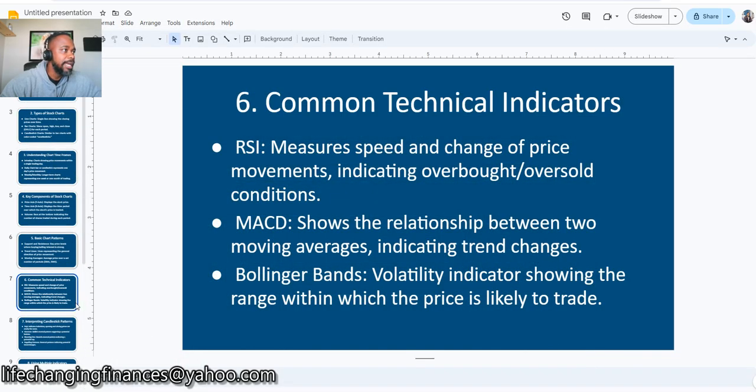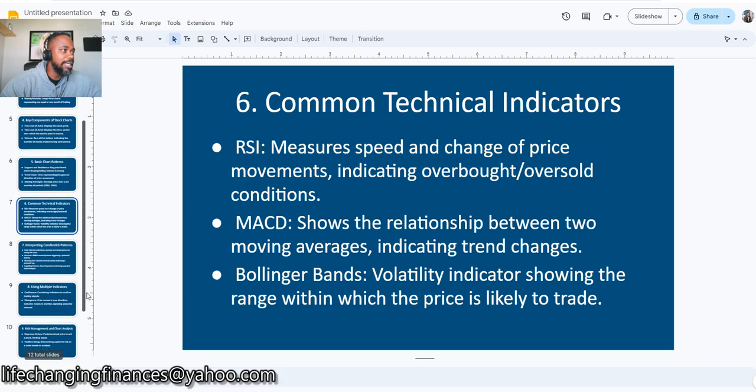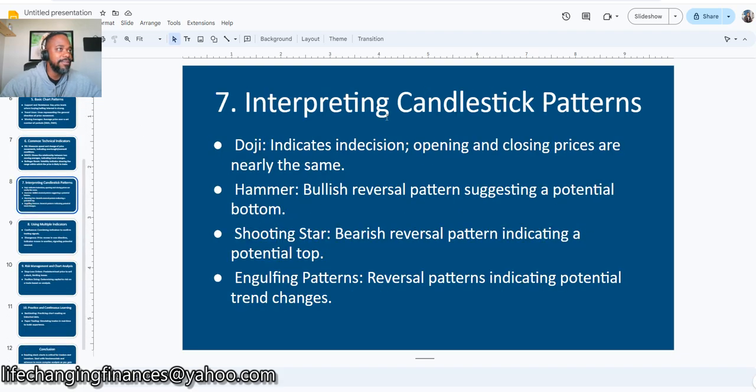Okay. Now, because I don't want to hold you guys very long, we're going to go to number 7, interpreting candlestick patterns. So you've got a doji, which indicates indecision. Opening and closing prices are nearly the same. Then you have a hammer, which is a bullish reversal pattern suggesting a potential bottom. You've got the shooting star, which is bearish, a reversal pattern indicating a potential top. And then you've got the engulfing patterns, reversal patterns indicating a potential trend change.